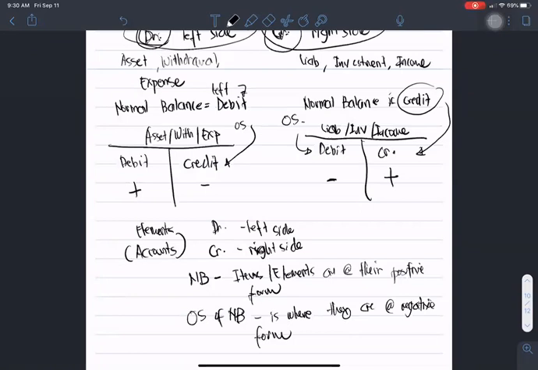Asset, withdrawal, or expense is on the left. So the positive, therefore, is on the left. And what is left side? Debit. So you increase it through debit, you decrease it through credit. Okay? So that is the rule of debit and credit concerning your different elements.